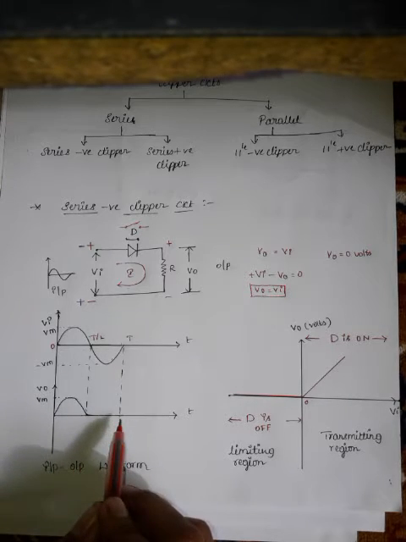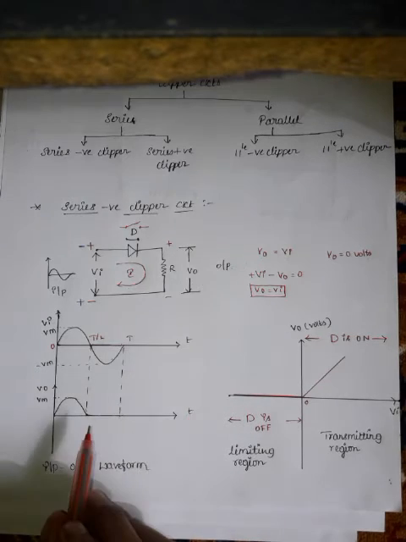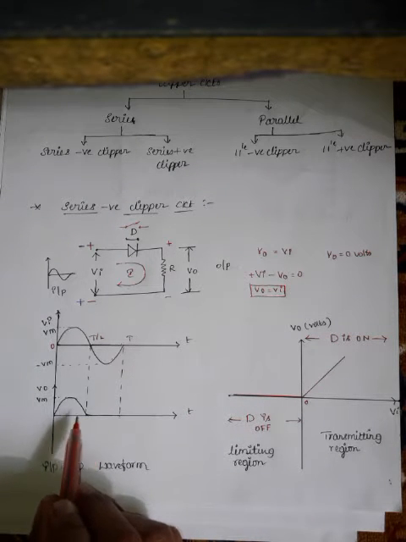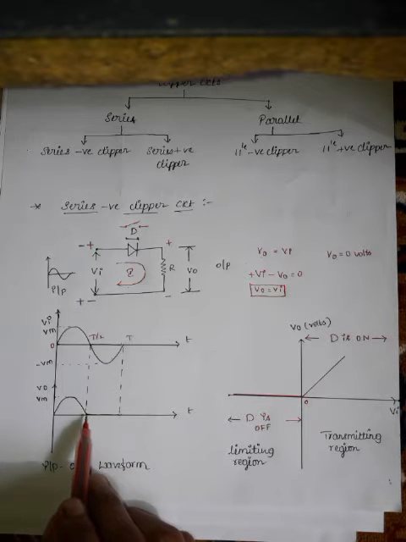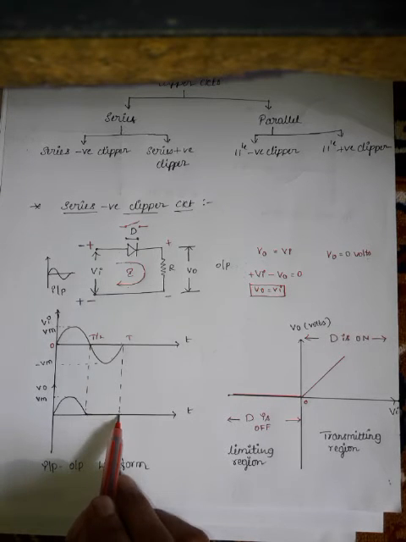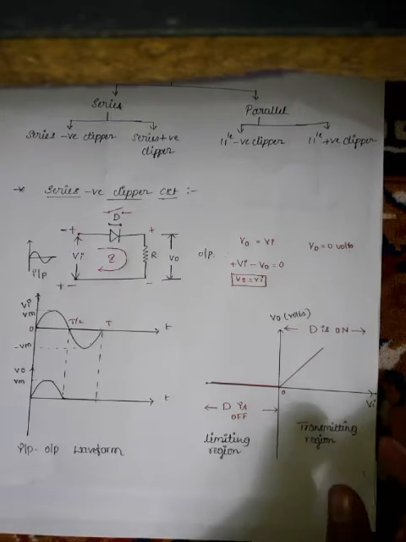So this is the waveform we are going to get for this series clipper circuit. As you can see in the waveform, the positive portion of the waveform is retained as it is, while the negative portion of the waveform is clipped off. So this is called a series negative clipper circuit. This is the waveform with respect to input and output.